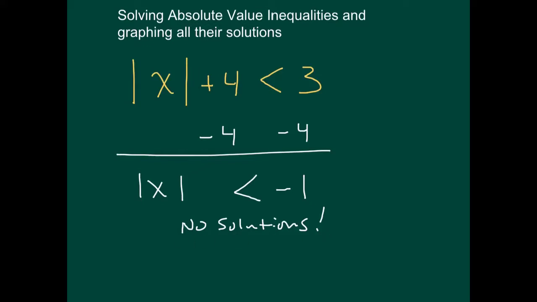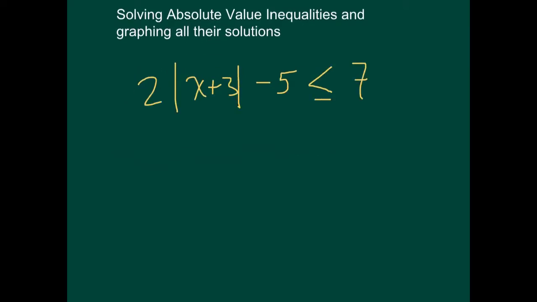If the arrow had gone the other way, we can have any number that has an absolute value that's going to be greater than negative 1, because all absolute values are greater than negative 1. That would have any real numbers as a solution. This one, however, has no solutions.